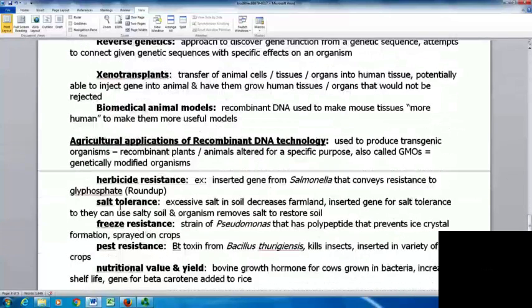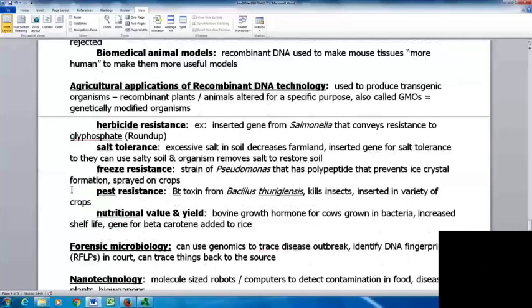So there's a lot of agricultural applications of recombinant DNA technology. It's been used to produce transgenic organisms or recombinant plants and animals that have been altered for a specific purpose. They're also called GMOs, or genetically modified organisms. So these are actually used widely throughout society. You actually have to make a pretty serious effort to avoid these things.